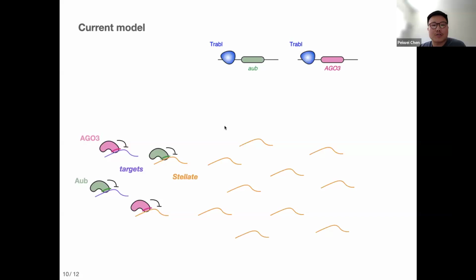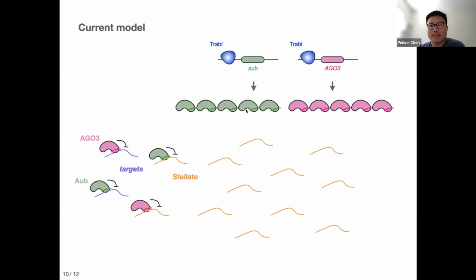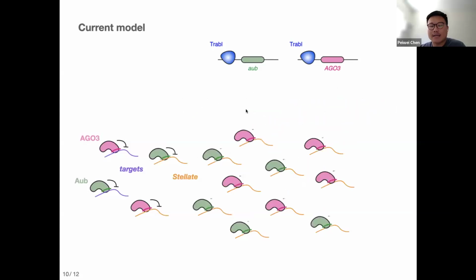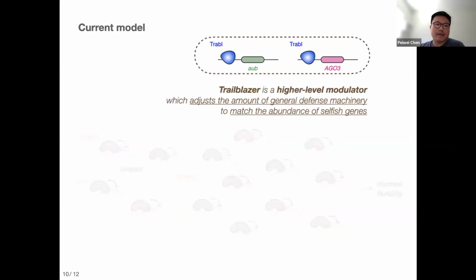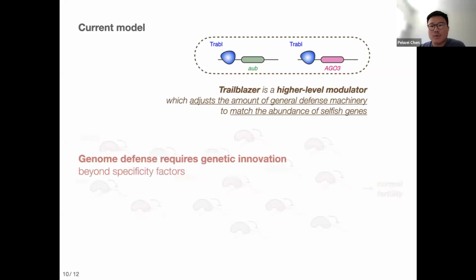With its recent adaptive changes within the DNA binding domain, it was able to upregulate ALB and AGO3 proteins, thereby silencing abundant stellate RNAs and protecting male fertility. In this sense, we think Trailblazer is a higher level modulator, which adjusts the amount of general defense machinery to match the abundance of selfish genes. And to answer the question I posed earlier, genome defense does require innovations beyond specificity factors.